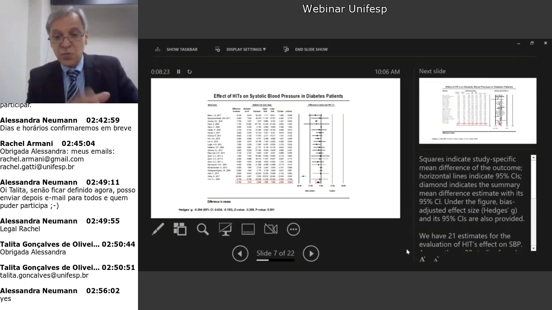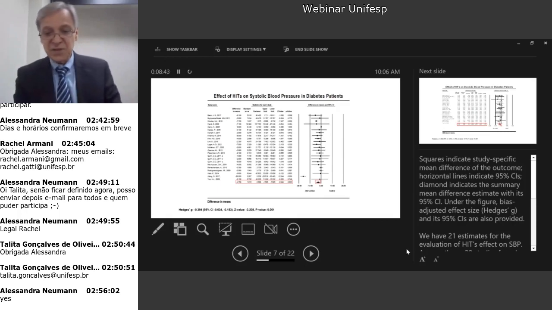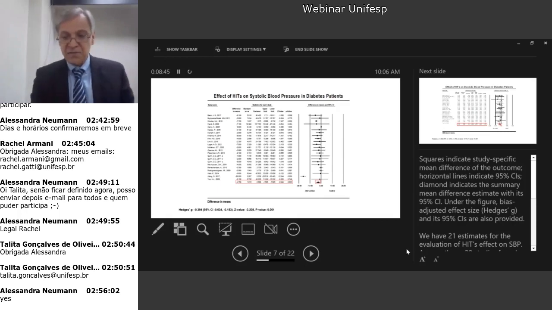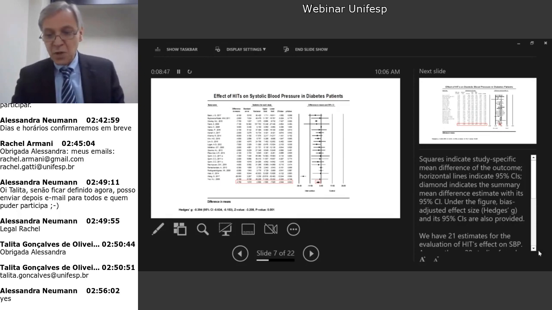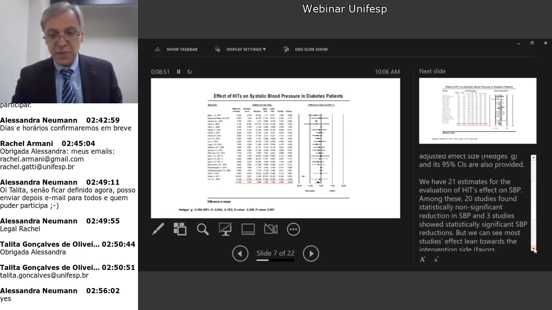So the squares indicate the study-specific mean difference of the outcome. Horizontal lines indicate the 95% confidence interval. The diamond indicates the summary mean difference estimate and the 95% confidence interval around it. The bias-adjusted effect size is the Hedges' g, and they provide a confidence interval on that too. So what you have in a study like that is a lot of rich information.